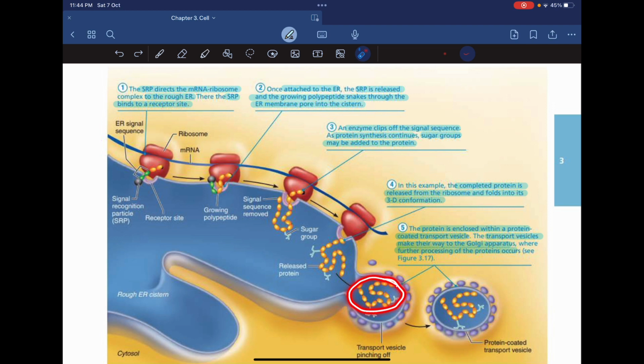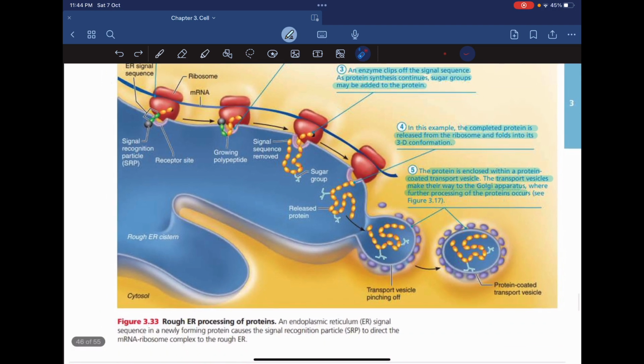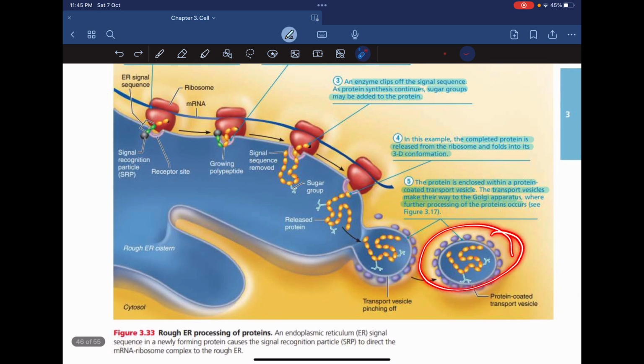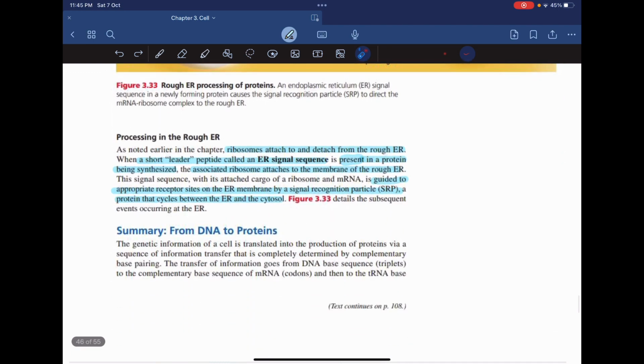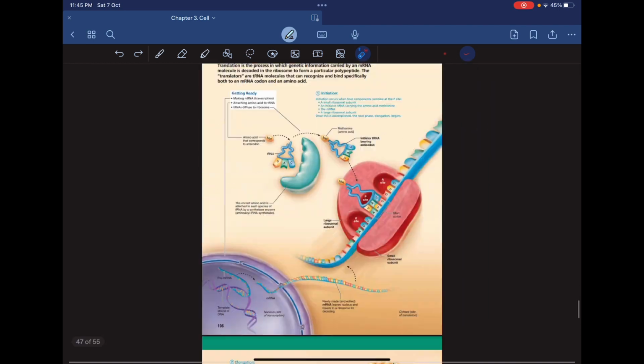This is the 3D conformation. The protein is enclosed within a vesicle. This is the vesicle. The transport vesicle makes its way into the Golgi apparatus. This vesicle goes to the Golgi where further processing of the protein occurs. And that's it for this paragraph.